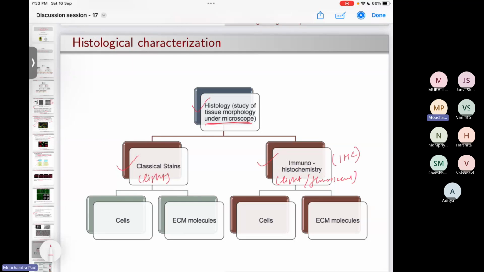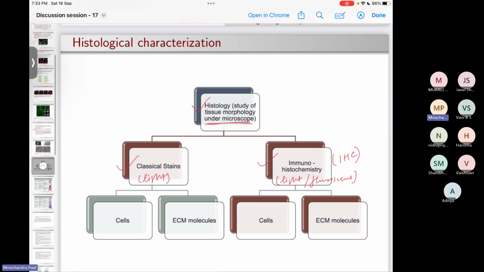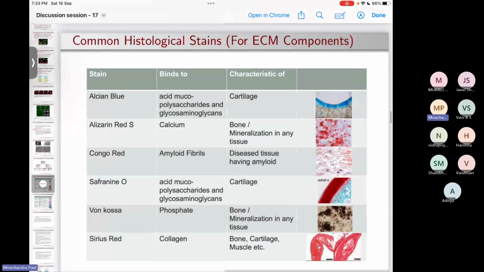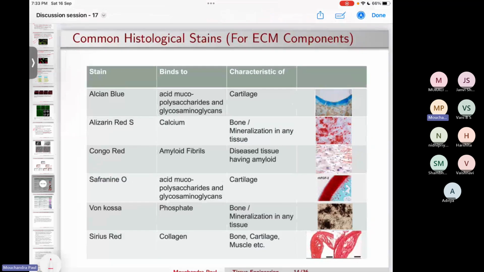Okay, so let's look into some types of classical stains. In the market, there are various kinds of stains available that can be used to mark either ECM components or cellular components. These are some examples, like Alcian blue. It is used to mark the GAGs, glycosaminoglycans, that are abundant in cartilage.